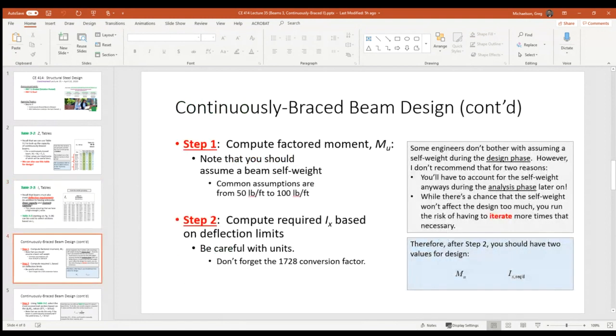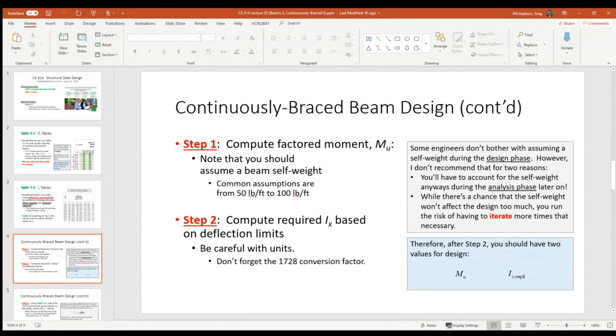So let's talk about design. How do you design a continuously braced beam? So I have a beam and I want to select the beam. I want to pick the beam. So the first step that you need to do is you need to compute the factored moment. You need to figure out how much moment is on the beam.